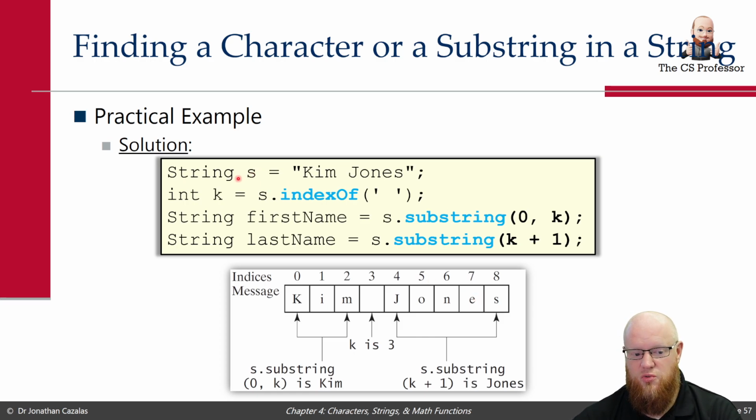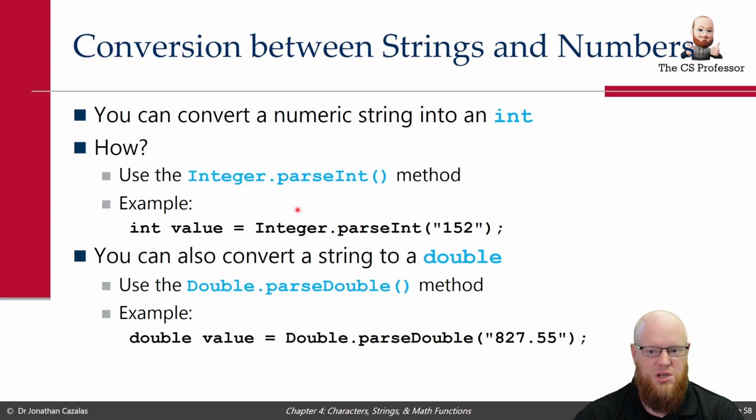If I said string s equals "Kim Jones", s.indexOf(space), here I'm getting the index of that space, and now I can use that index k, where the space is found, to get just the substring of the first name or just the substring of the second name. Final thing is converting between strings and numbers.